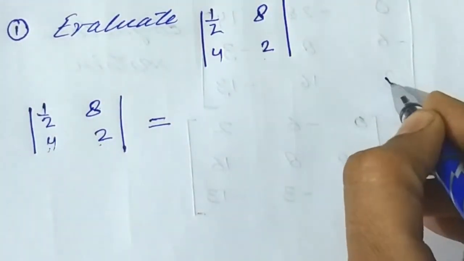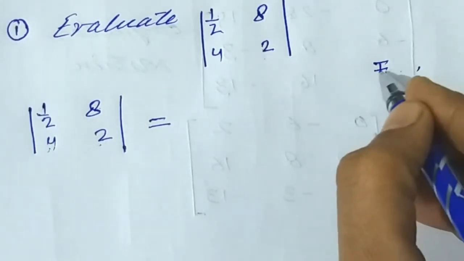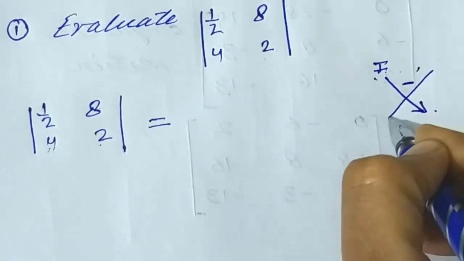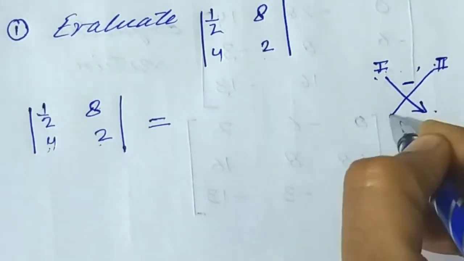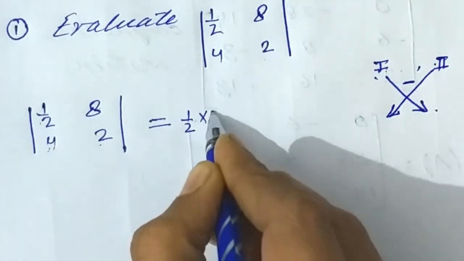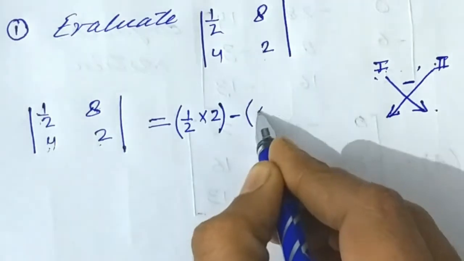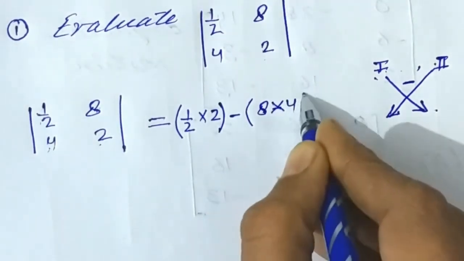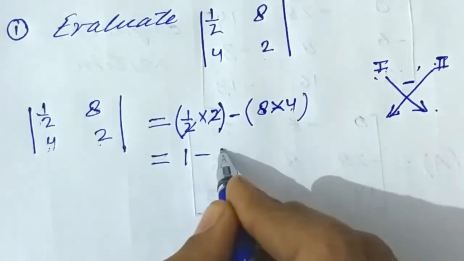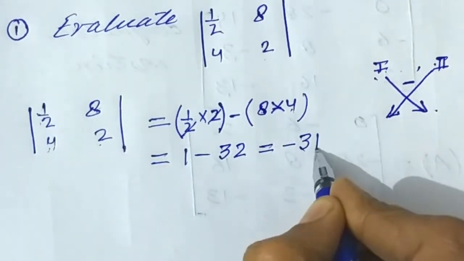The evaluation of a determinant of 2 by 2 order is carried out as follows: the first product is taken from top left to bottom right, minus the product from the top right to the bottom left. So half into 2, minus 8 into 4. Here 2 is cancelled by 2, we get 1, minus 8 fours are 32, and simply we get minus 31.